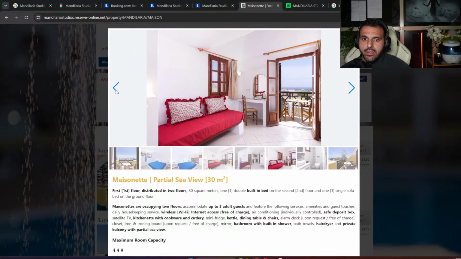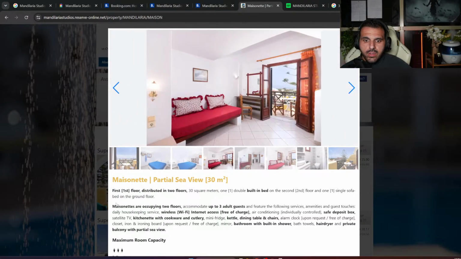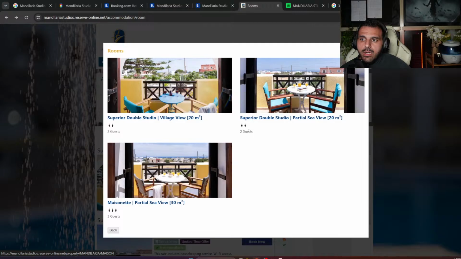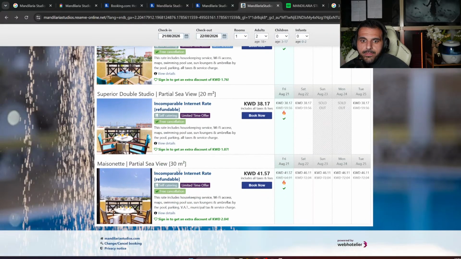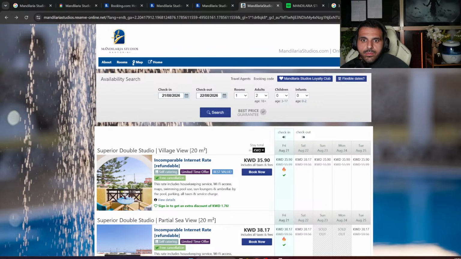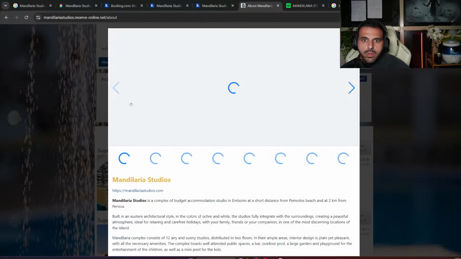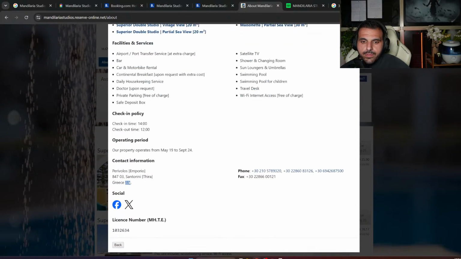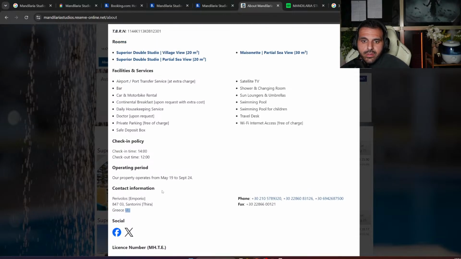This looks like a 2-floor suite or something. No, they're occupying 2 floors. Okay, good. So you can see the huge building over here. One part of it has 2 floors for this maisonette, and then you have 2 separate other categories, village and partial sea view. Nice. Rooms, we saw it already. About. Facebook and X, no IG. Weird that they don't have any IG.